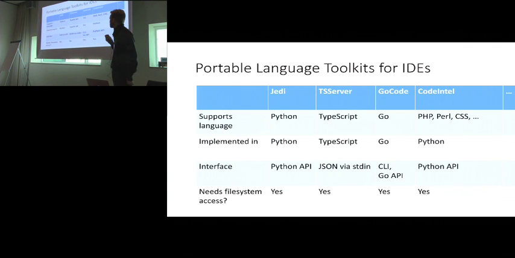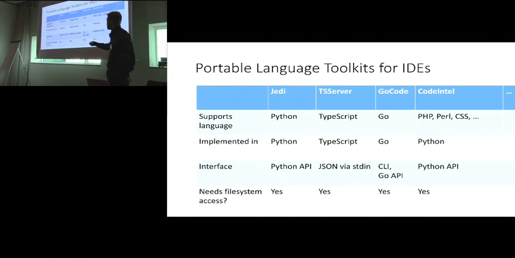Let's have a look at some of them. JEDI is one of them. It supports the Python language. It's written in Python. There's an API in Python. And yeah, it's going to need file system access. It needs to see your entire project. There's other examples like TS Server for TypeScript. It supports one language, TypeScript, and it's written in that same language. This is a common pattern: you see that the tool is written in the language it's meant for. It's written by that community, by that group of people like TypeScript. So they build a TypeScript completer.